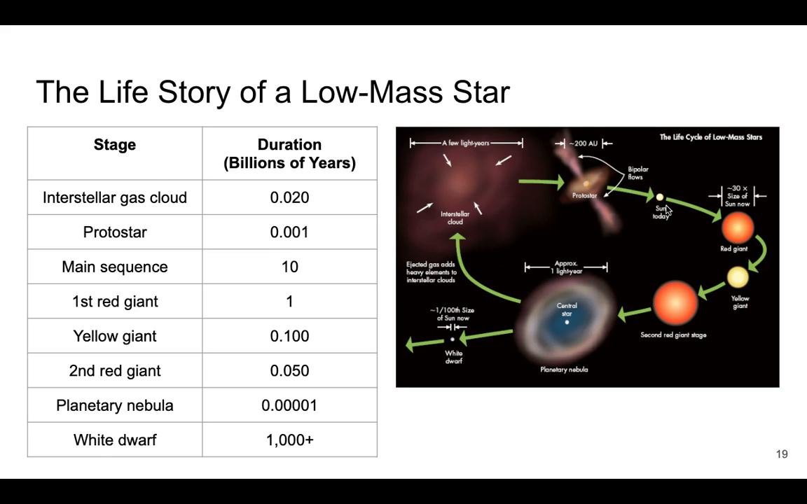And then, after it runs out of hydrogen to fuse in its core, it becomes a red giant star for the first time. This will last 1 billion years, so still a fairly long amount of time. And then for 1/10 of a billion years, it'll be a yellow giant. And then for 1/20th of a billion years, it'll be a red giant again, so not very long on this scale of things. And then it will just briefly be a planetary nebula. And then it will, for a very long time, once it's dead, be a white dwarf.